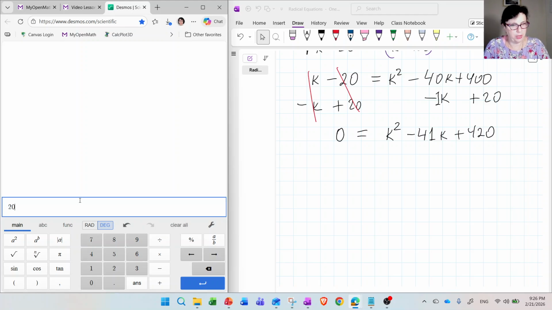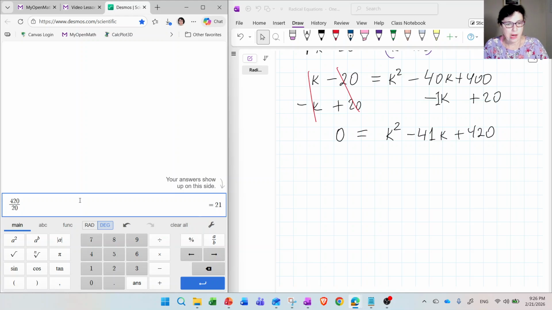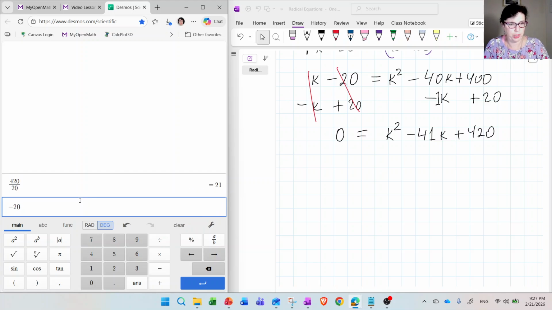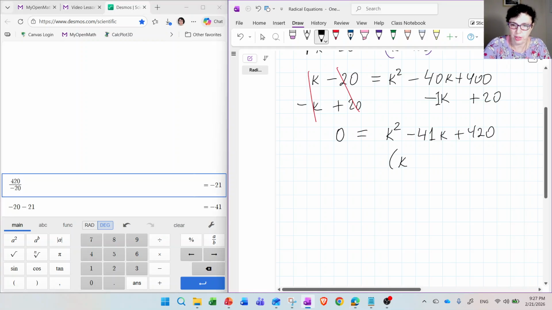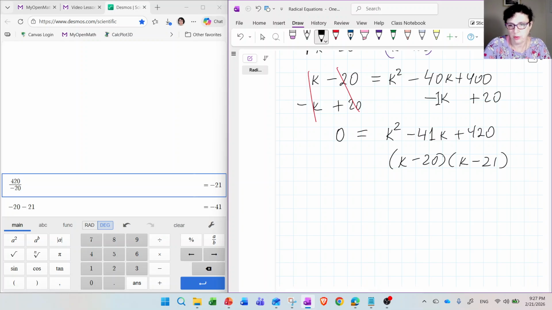Is 420 divisible by 20? Yes, and that's going to be 21. But the two numbers should be negative because they add up to a negative. If you add negative 20 and negative 21, that gives you negative 41. I just guessed it, but the numbers are negative 20 and negative 21. So we can factor: k minus 20 times k minus 21, equals 0 on the other side.